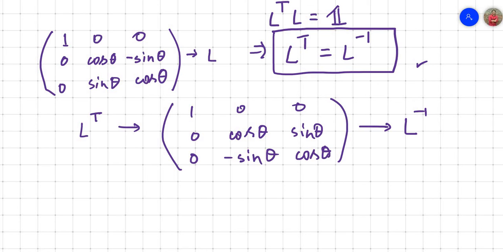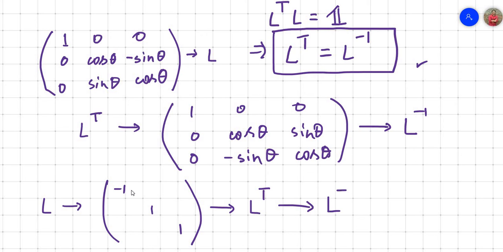You can also try it out for an inversion matrix. For inversion with respect to the x-axis, we get the following representation: -1, 1, 1. And if we transpose this, it stays the same. And if we multiply this with the same matrix, we get identity. So this is the same as L inverse. I think this point is abundantly clear.